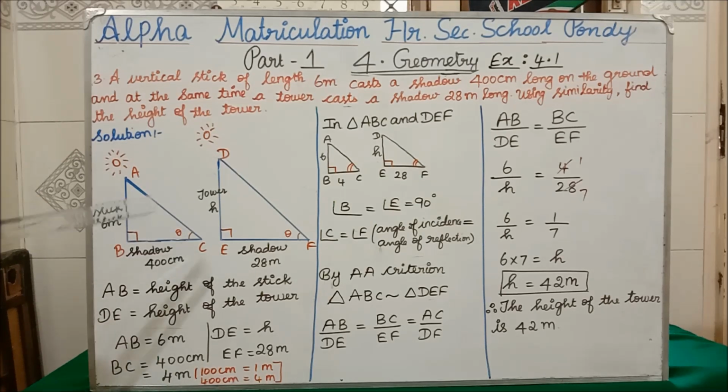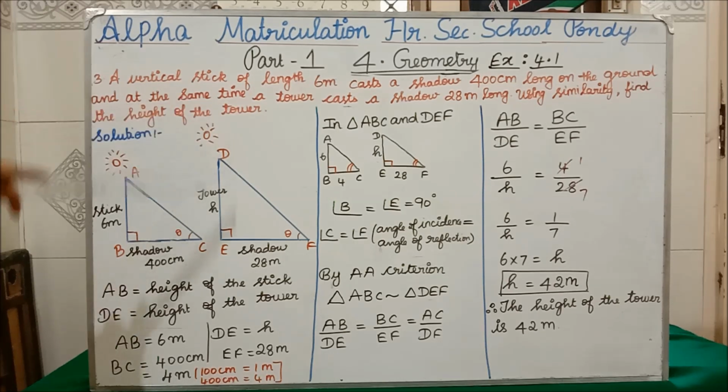Everything should be in meter, so we want to convert the centimeter into meter. When you convert centimeter into meter, we have to divide by 100, isn't it? 100 centimeter is equal to what? 1 meter. So 400 centimeter is equal to 4 meter. So now BC is equal to 4 meter.